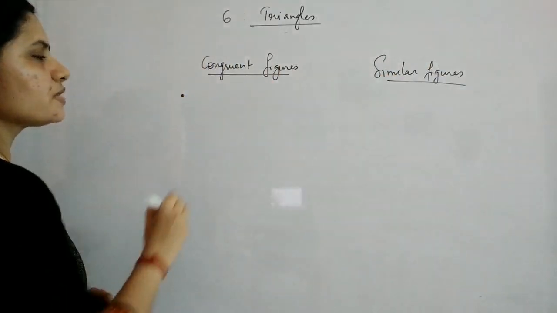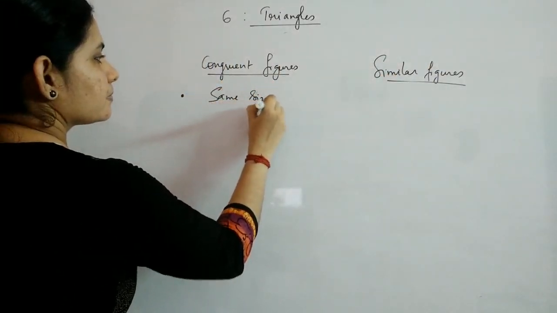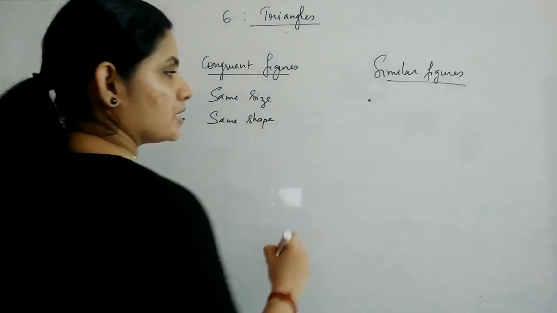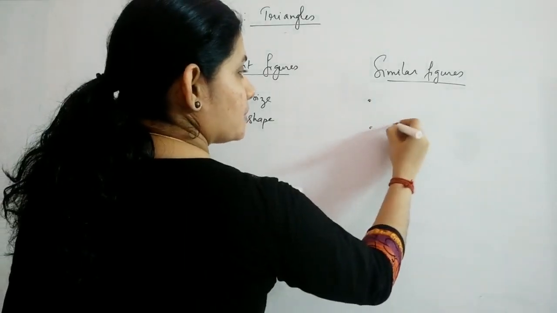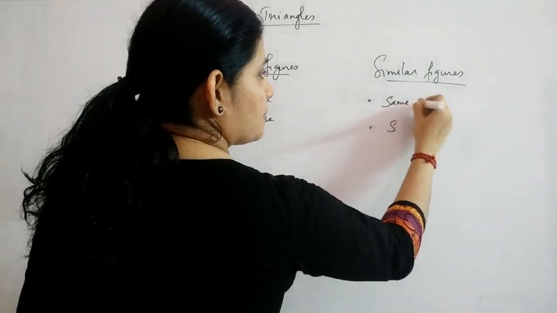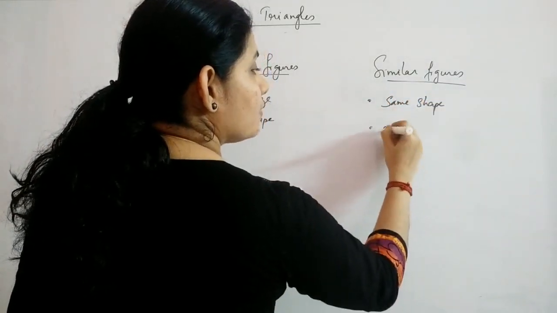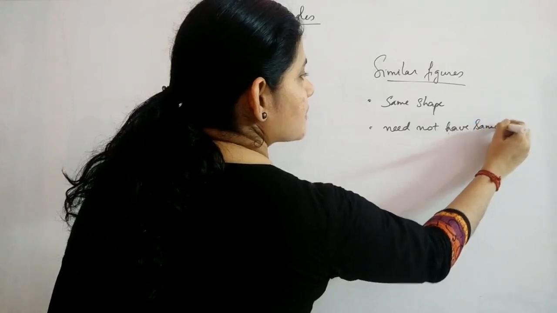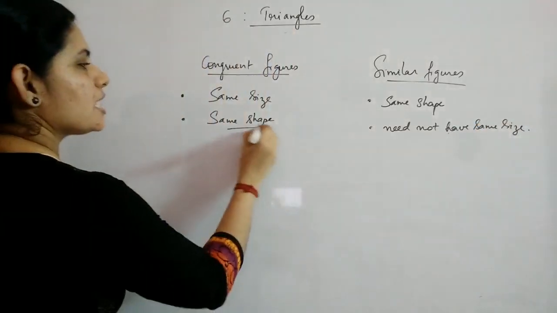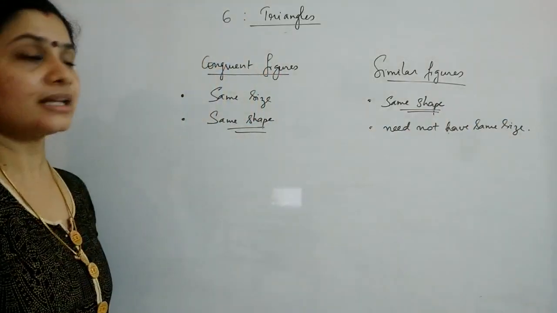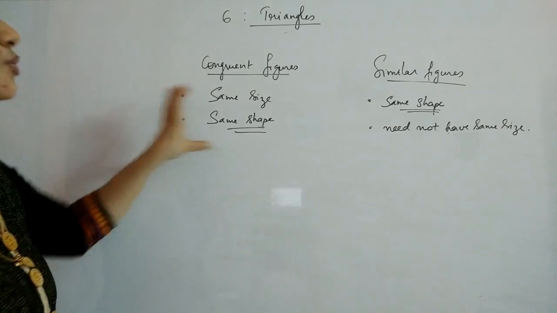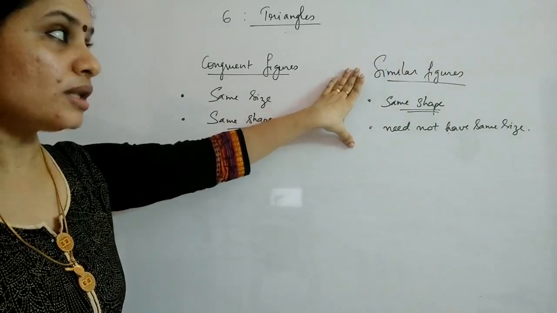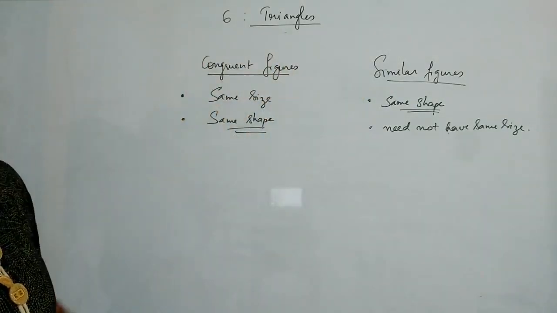Congruent figures are those figures which have same size and same shape. But similar figures are those figures which have same shape, but need not have same size. So the shape will be same, but size can differ for similar figures. So from these 2 points we can just say that all congruent figures will be similar figures, but all similar figures need not be congruent figures.